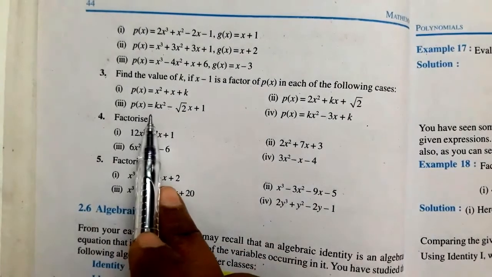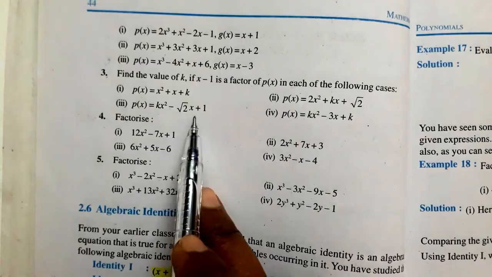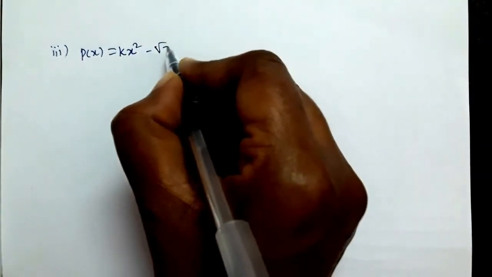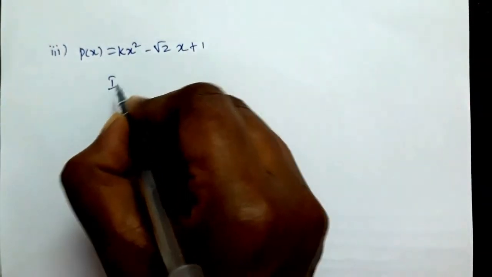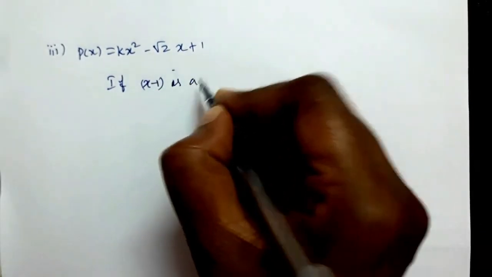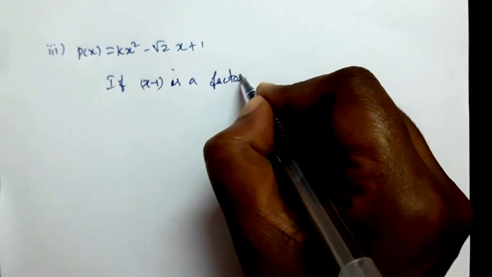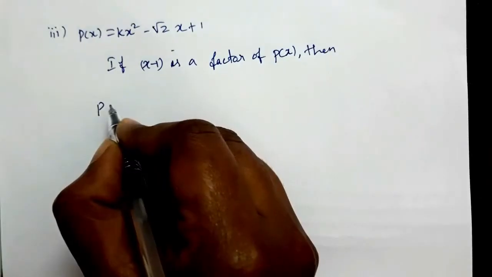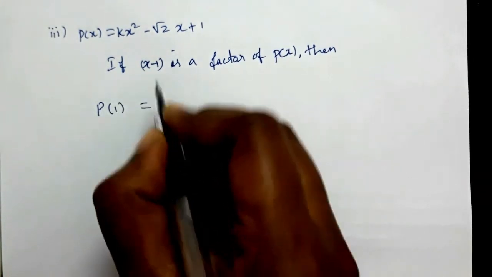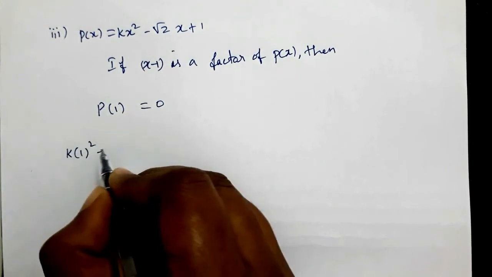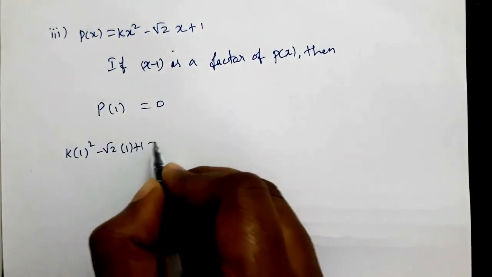Third sub question, p of x equal to kx square minus root 2x plus 1. If x minus 1 is a factor of p of x, then p of 1 equal to 0. Here x instead of we can substitute 1. We will get k of 1 square minus root 2 of 1 plus 1 equal to 0.